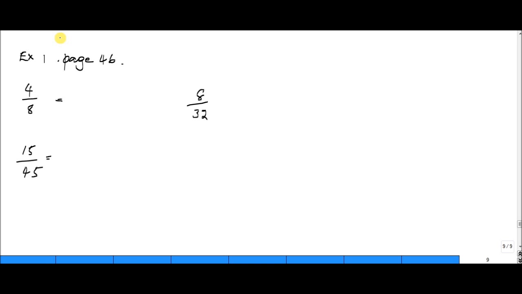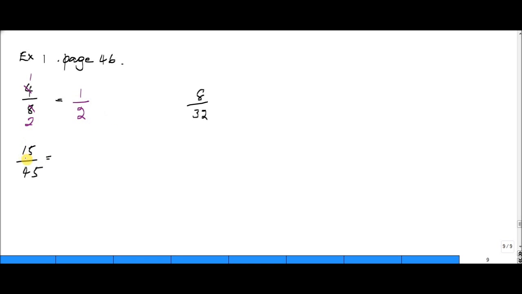Now to exercise 1 on page 46. We have 4/8, we have 15 over 45 and 8 over 32, and we must reduce those. So the highest common factor of 4 and 8 would be 4, and we could say 4 into 4 would go 1 time, and 4 into 8 would go 2 times. So our answer is a half.